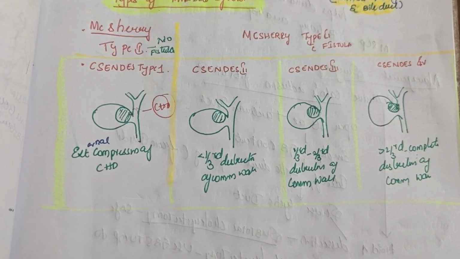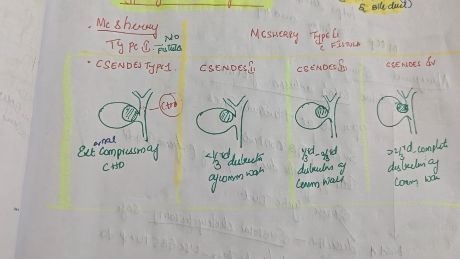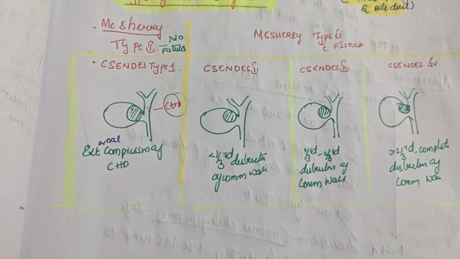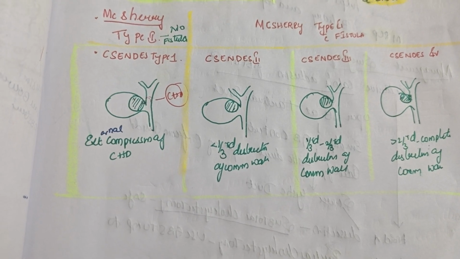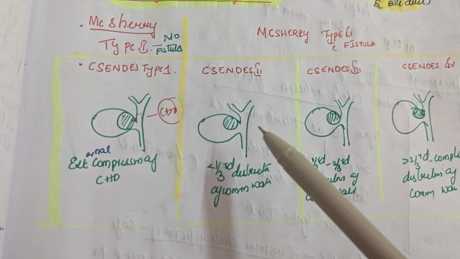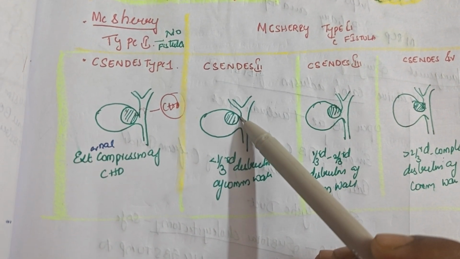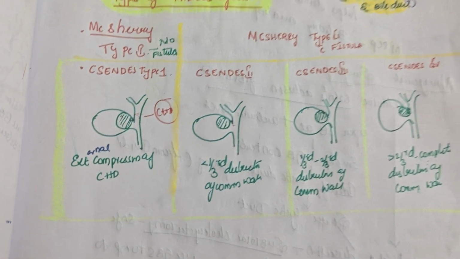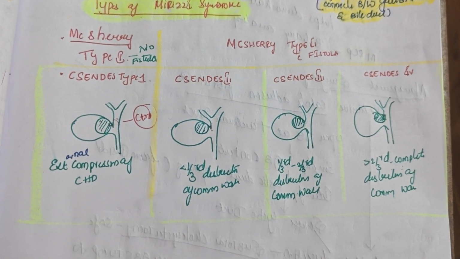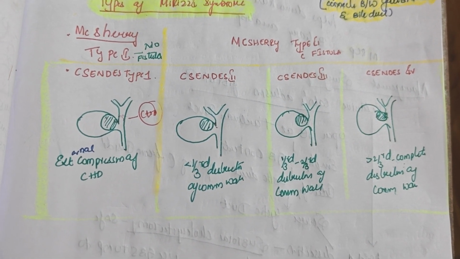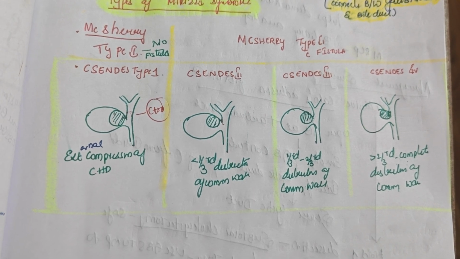In Csendes type 3, there is 1/3 to 2/3 destruction of the common wall. What is the common wall here? This is the common wall. In type 4, there is more than 2/3, complete destruction of the common wall.